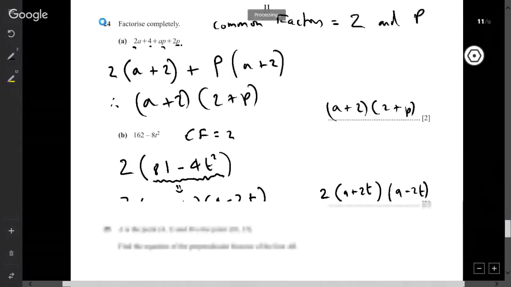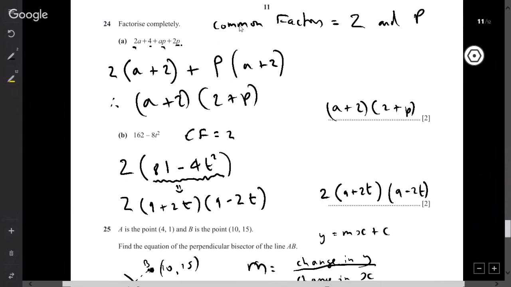Alrighty. Factorize completely. Okay, so to factorize, first of all, we need to find the common factors. So in A, I can see the common factors are 2 and P. So I'm going to take out of these first two terms 2, which is just going to be 2 and brackets a plus 2, because 2 times 2 is 4. And then the second bit, I'm going to take out P, so it's going to be a plus 2. All right, that's good. Now, all we need to do is keep one of these brackets, and then we take the common factors, put that in a bracket, and there we have factorized completely.